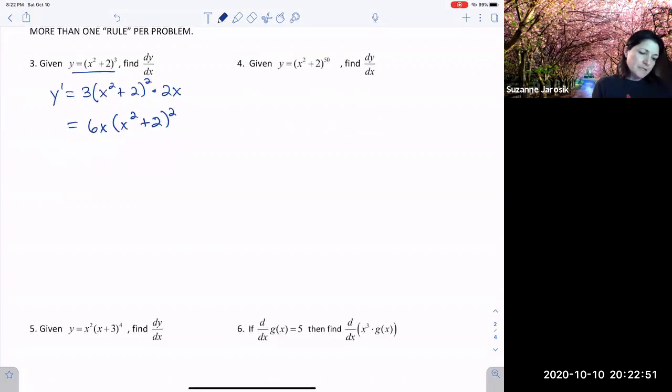4 and 5. Why don't you give 4 and 5 a try? And then I will go over them, but why don't you give them a try? Pause and see how you're doing so far. This would be a good time to give yourself a check.